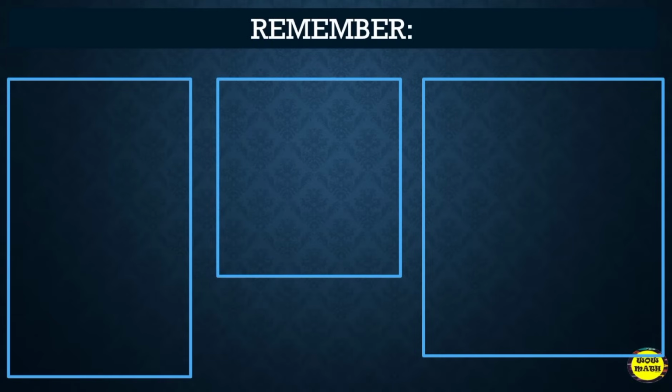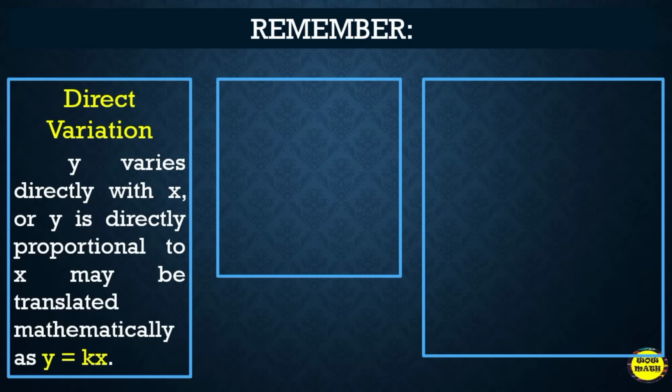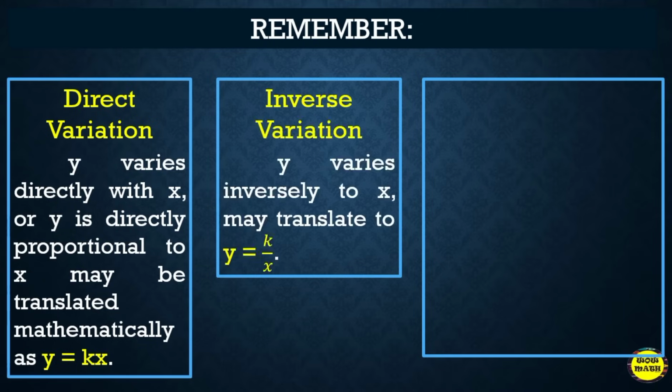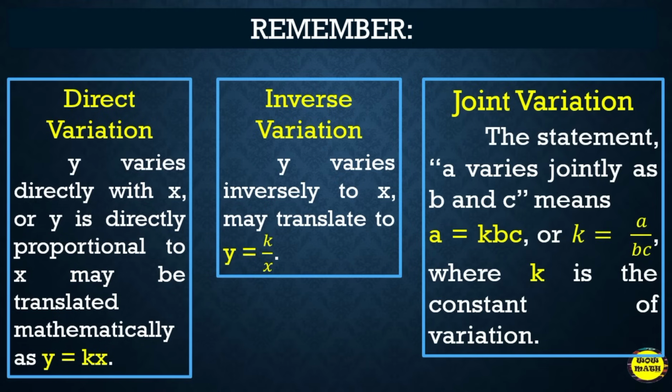So let us recall direct and inverse variation. In direct variation, if y varies directly with x or y is directly proportional to x, it may be translated mathematically as y is equal to kx, while in inverse variation, if y varies inversely to x, it may translate to y is equal to k over x. So in this video lesson, we will focus on joint variation.